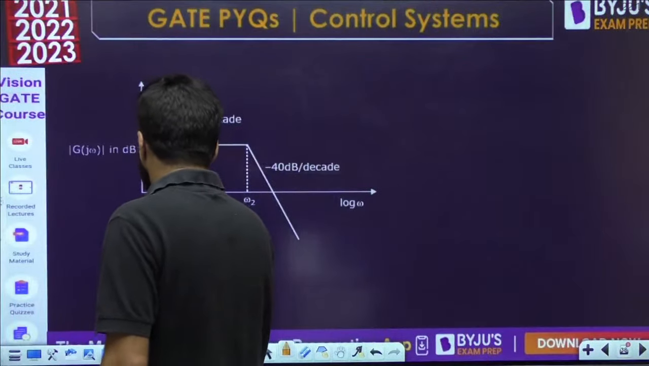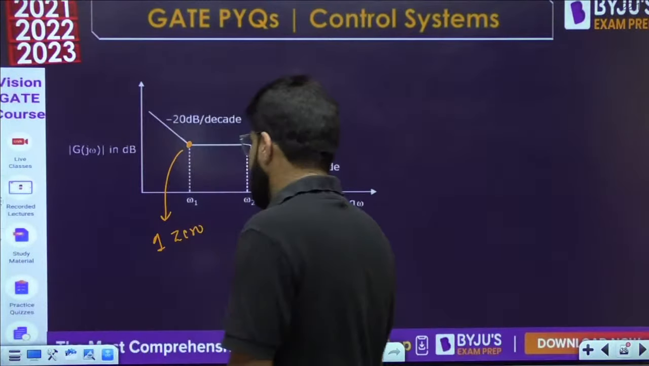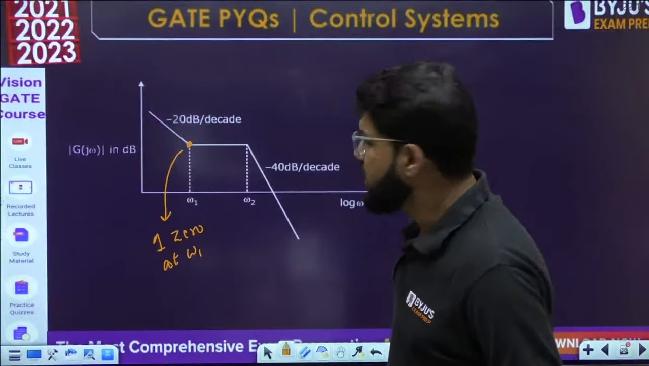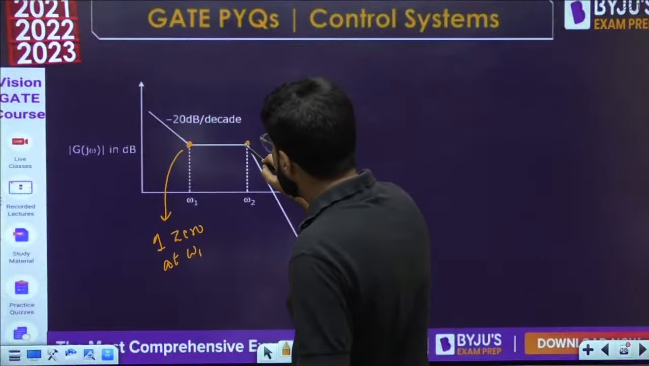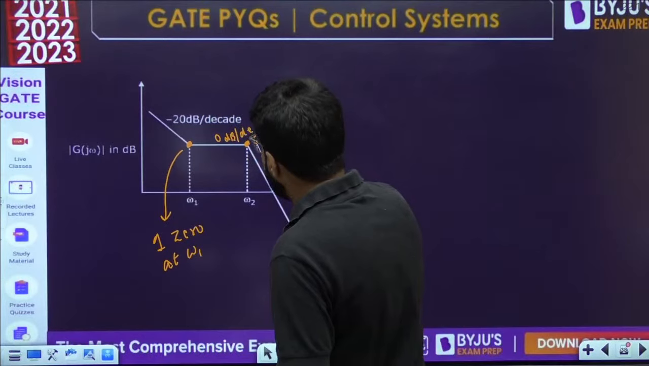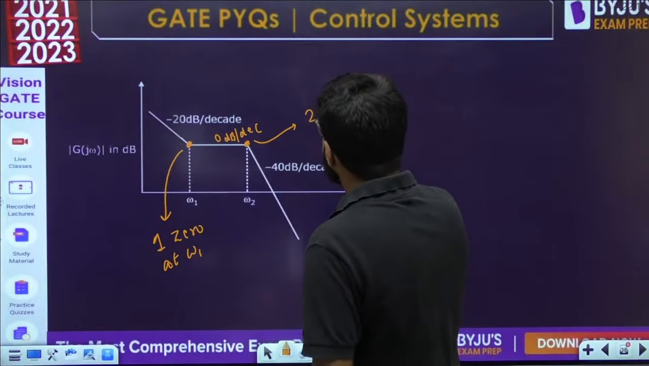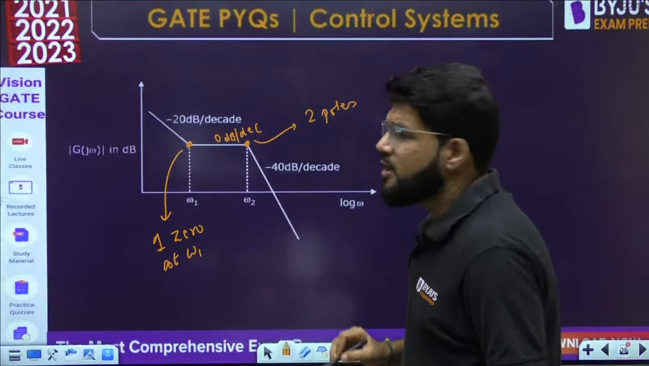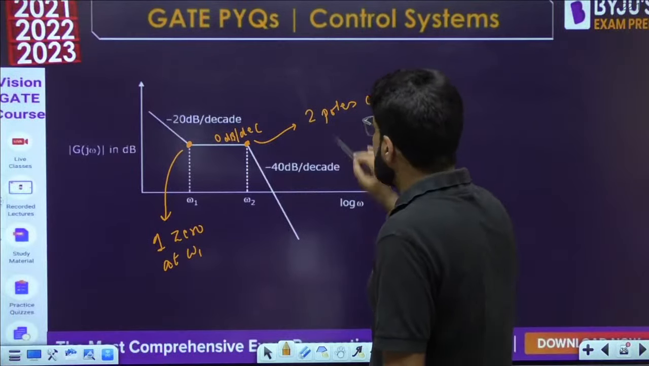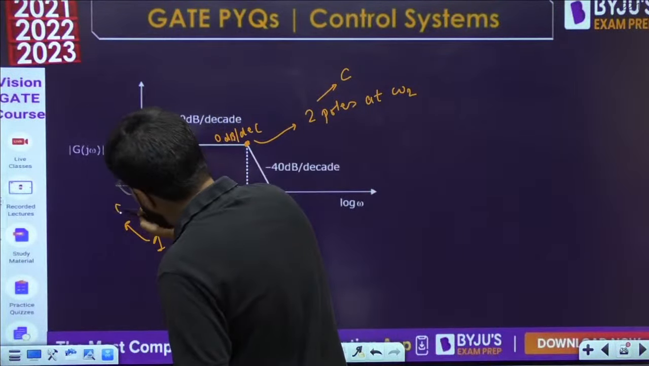So this is a 0. How many times 0? This is 1, 0, at omega 1. What about this point? The slope is now 0 dB per decade, a flat line. But now it becomes minus 40, so this is 2 poles. The slope reduces by minus 20 because of a single pole. So it is 2 poles at some frequency omega 2. So 2 poles at omega 2 means it should be the value of C, and 1, 0 should be the value of A.